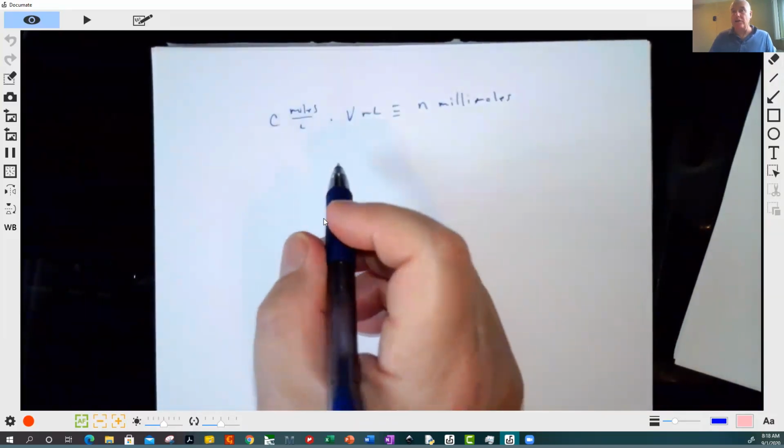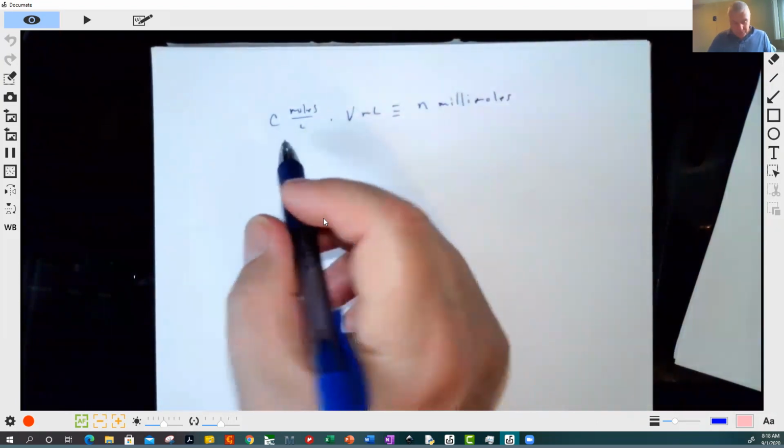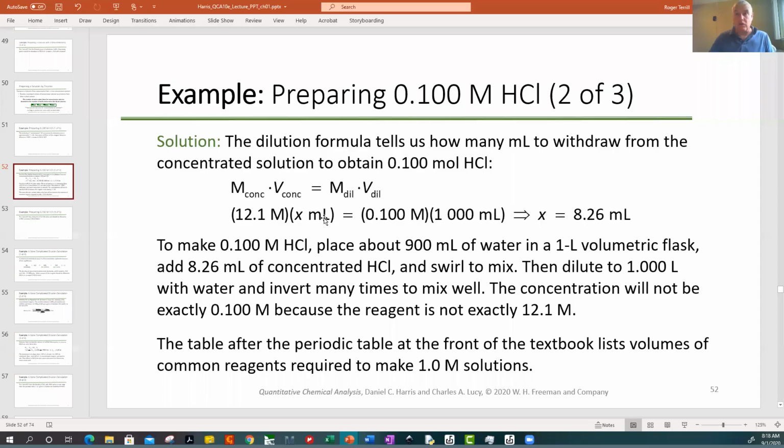And I don't know how to justify that. I just happen to know that it's true, right? And so that's what's happening here. We're saying that the millimoles before dilution is equal to the millimoles after dilution. So you do this calculation, right, and you get that X here is a small value.